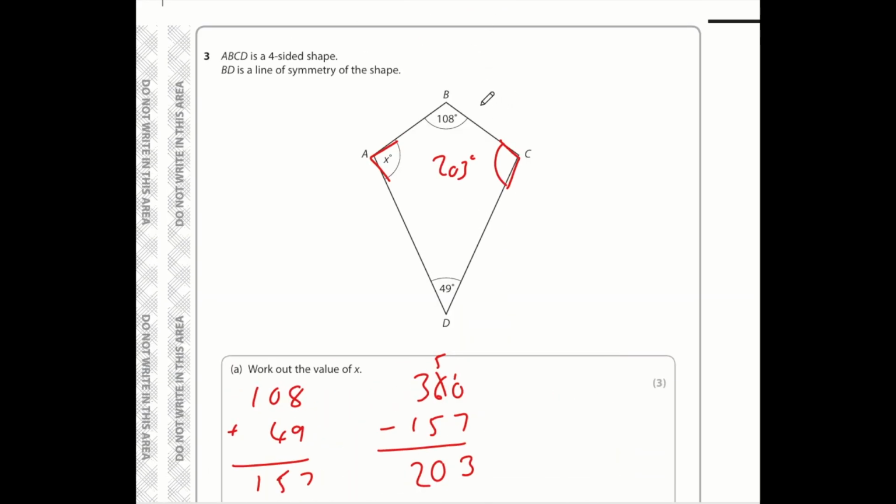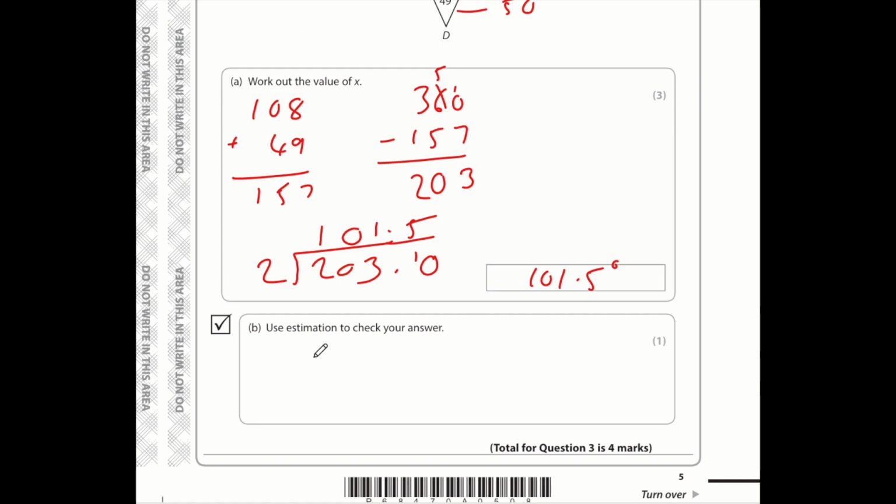Okay, well, if I call this 110 degrees and I call this 50 degrees, then so far that is conveniently 160 degrees, and 360 degrees take away 160 degrees is 200 degrees, so if they both add up to 200, half of 200 is 100 degrees, and 101.5 degrees is not a million miles away from 100 degrees. There we go.